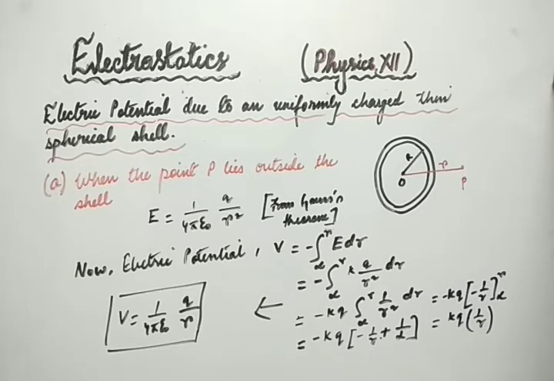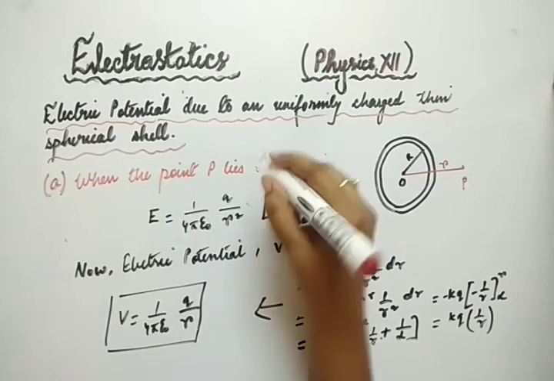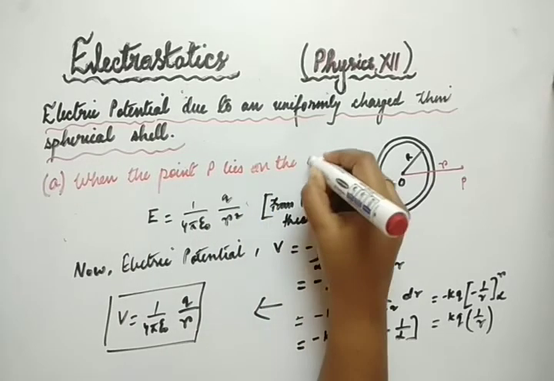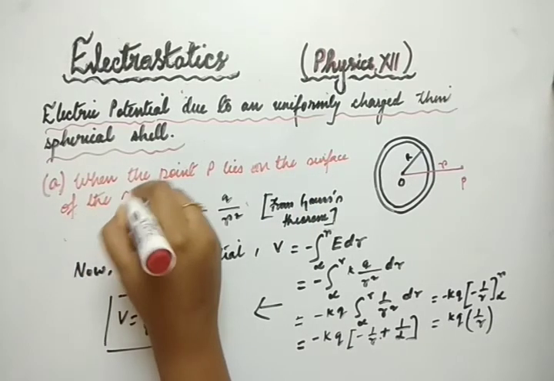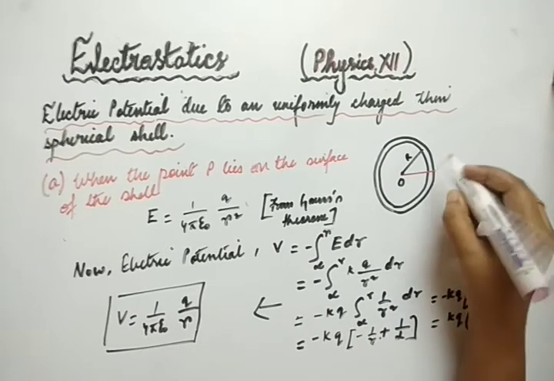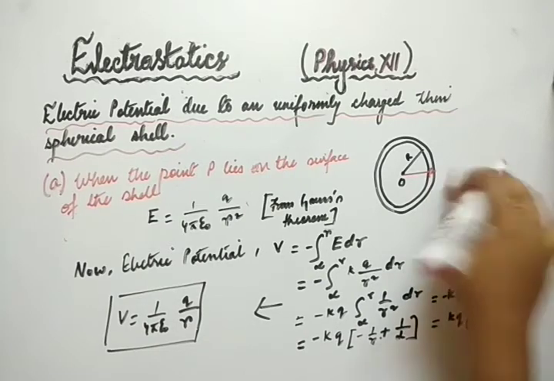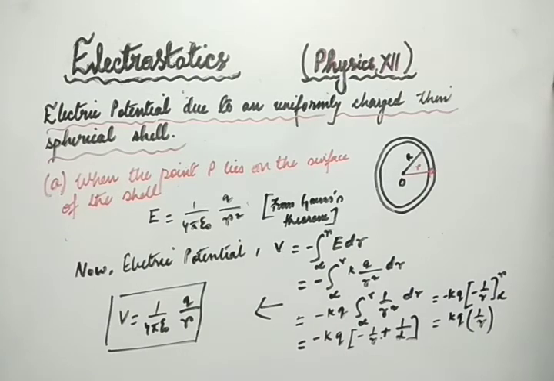So now let us find out the electric potential when P lies on the surface of the shell. Suppose your point P is somewhere here, and this is your R. So what can we write in this case?